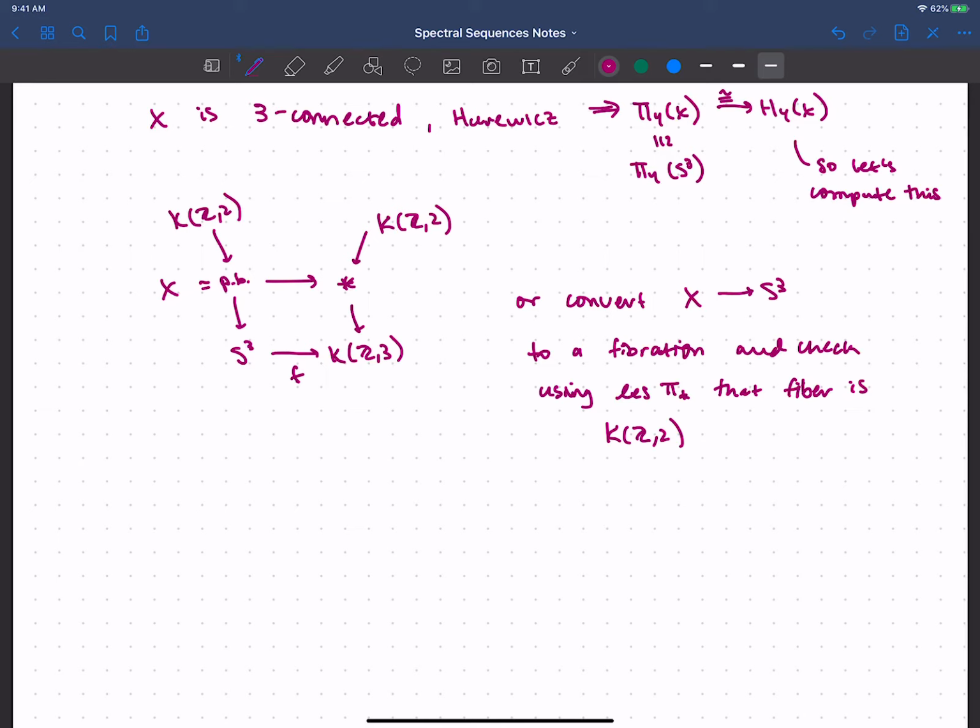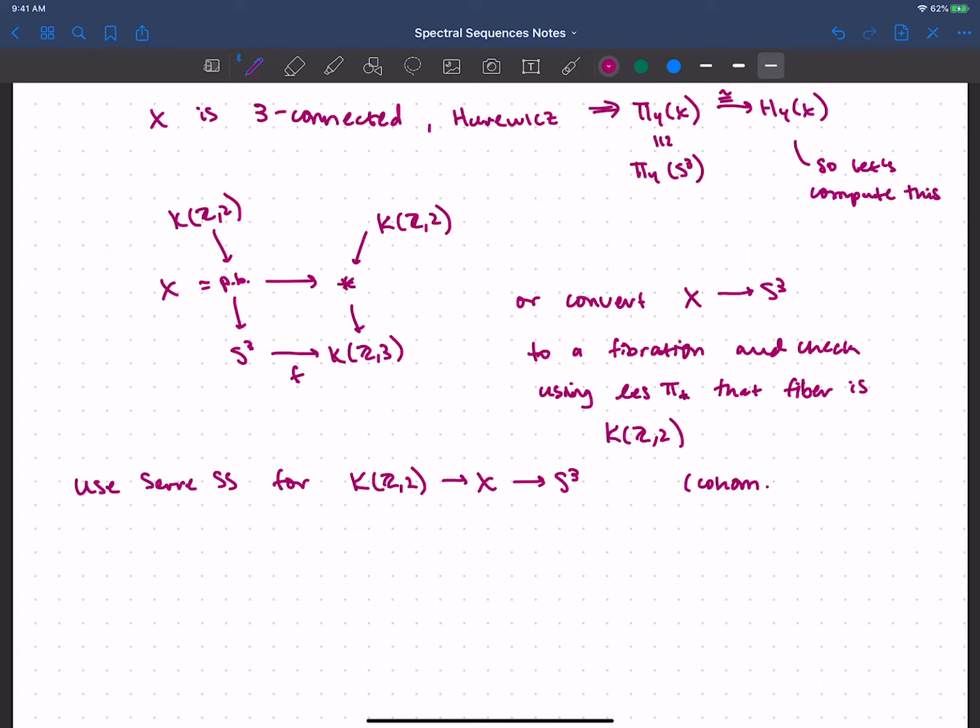Okay, either way. In any case, we've got this fibration, and this is what we want to use the Serre spectral sequence for. At long last, spectral sequences come in, so we'll have K(Z,2) to our space X, something homotopy equivalent to it anyway, to S^3.